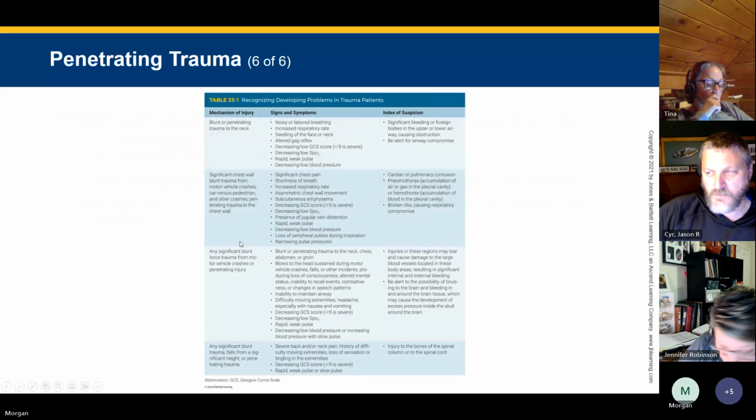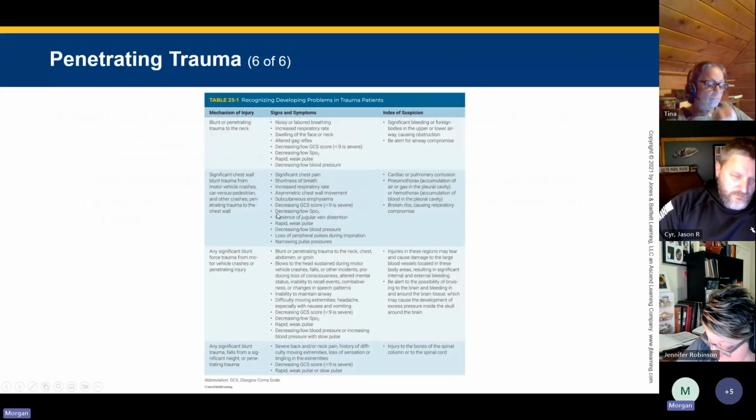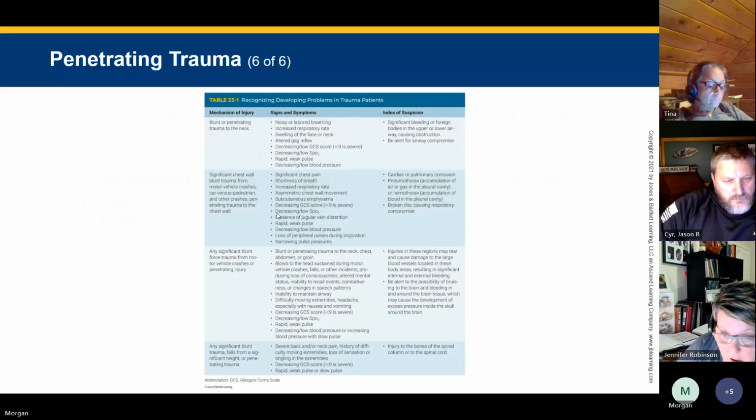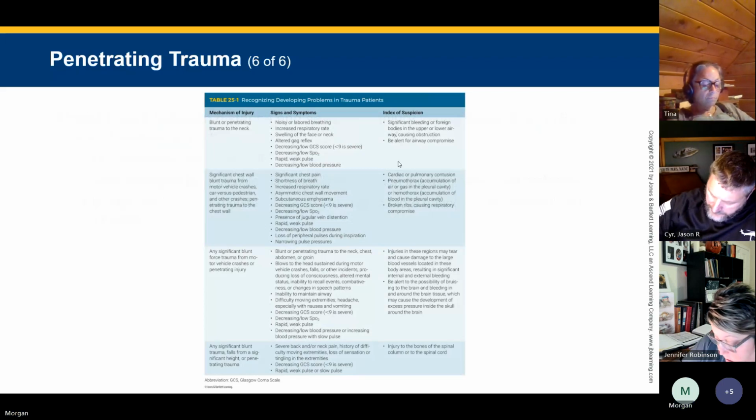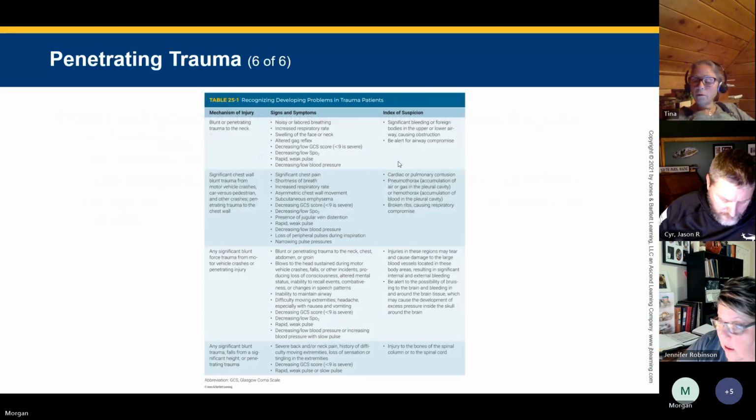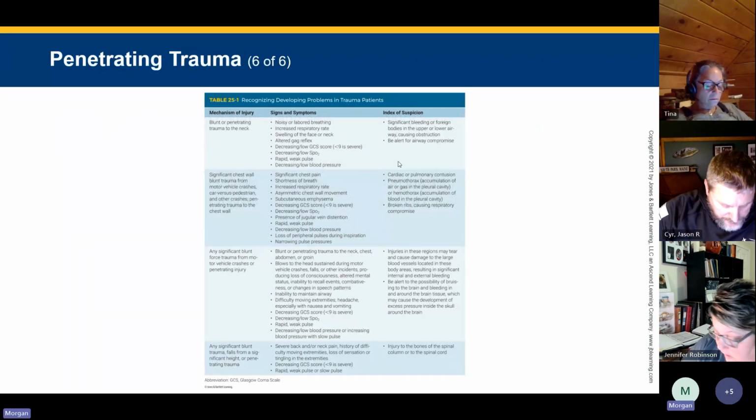So here's a chart describing the different areas of injury. For a blunt or penetrating trauma to the neck, what signs and symptoms are showing, what it should be for index of suspicion. Do you guys want me to go over that, or you've already read it? You read it? Okay. You're good.